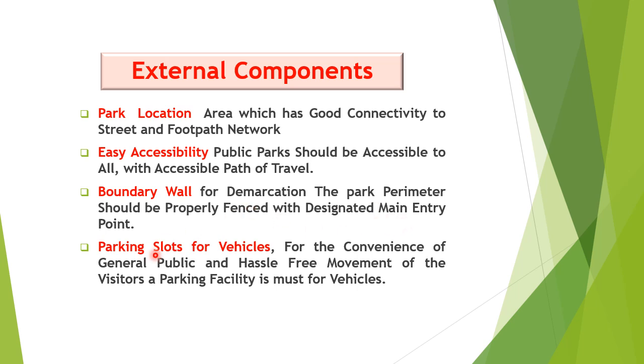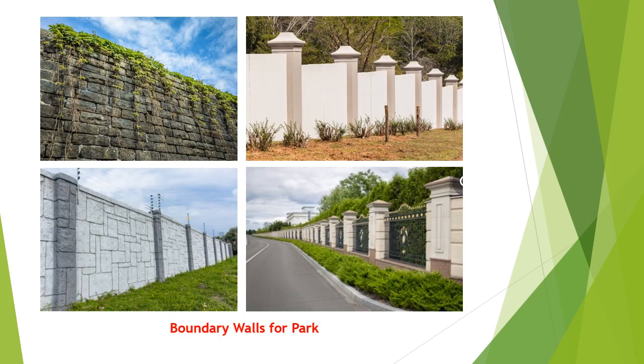Then we have to have parking slots for vehicles. For the convenience of the general public and hassle-free movement of the visitors, a parking facility is a must for vehicles. So external components will take care of the external things: the location, easy accessibility, boundary wall, and then the parking slots for vehicles. Then you will see the different types of boundary walls, as per the requirements, that a park can have.